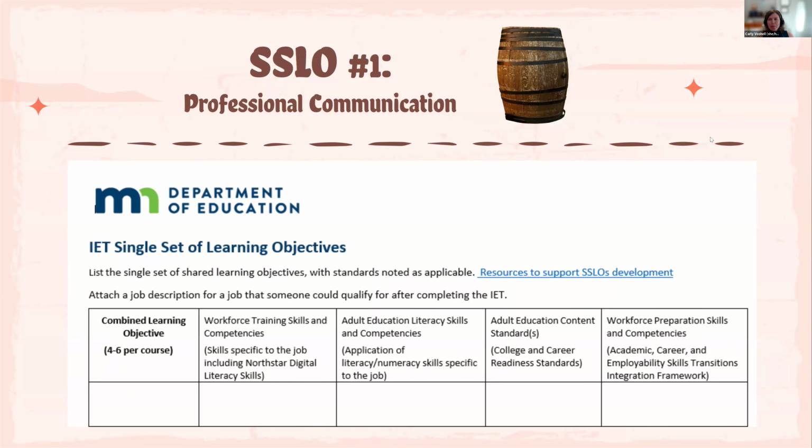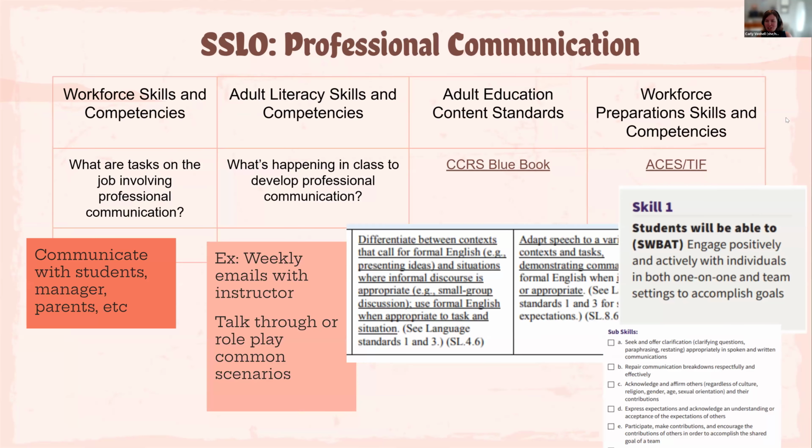Okay, so you've got your main themes, you've got your barrels, and now below is the template. So it's this chart with all of these boxes. And I'm going to model the way that you can go about breaking this stuff down and documenting the different pieces of your SSLO. And we're going to stick with this paraprofessional focus. And I was thinking, gosh, professional communication, that's got to be pretty key for this type of job. So we're going to use that as our theme for this SSLO.